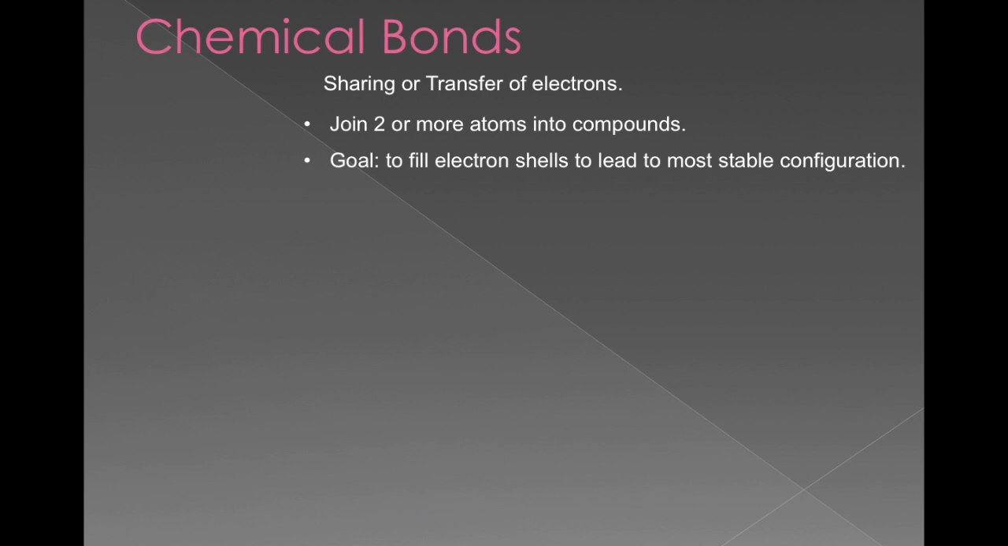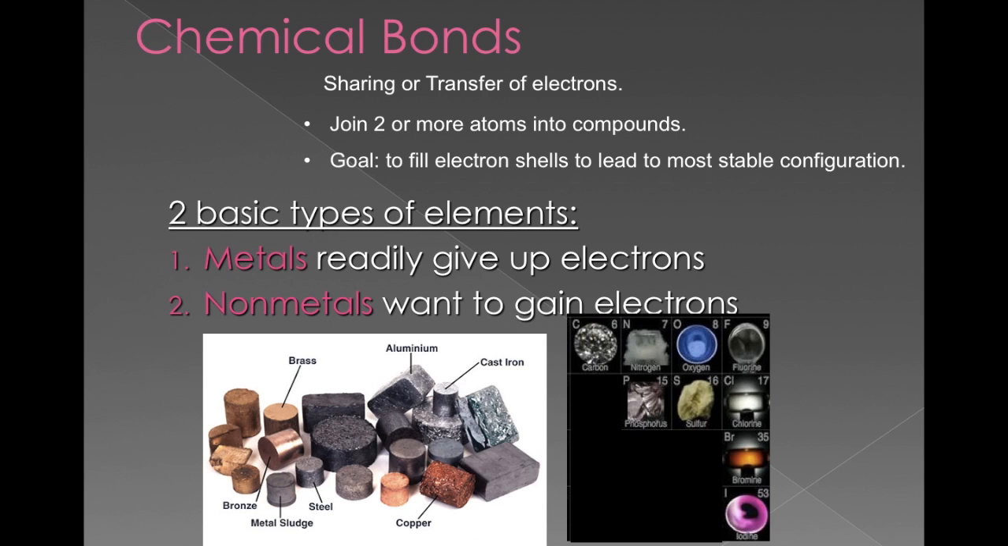Okay, so I'm going to review what we've said so far about chemical bonds. Chemical bonds are the sharing or transfer of electrons between atoms. When chemical bonds form, two or more atoms are joined together to form compounds. And the goal of chemical bonding is to fill the electron shells of all of the atoms involved in the bond to lead to a more stable electron configuration.